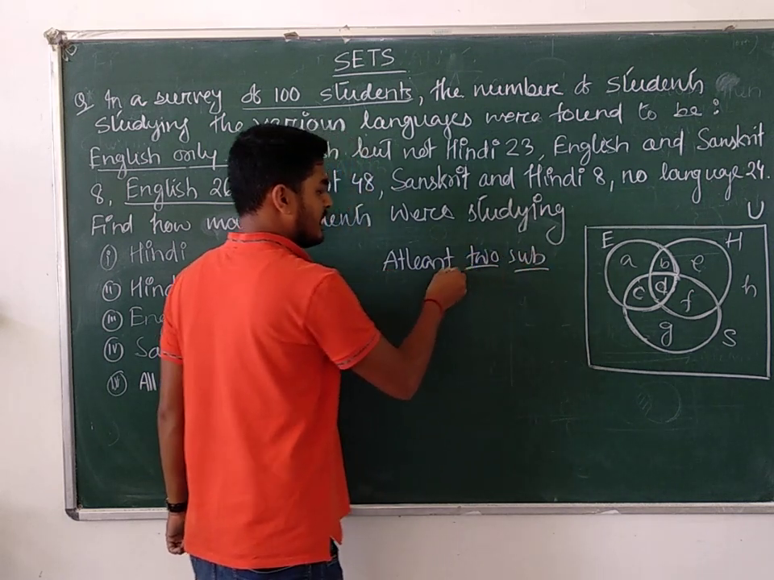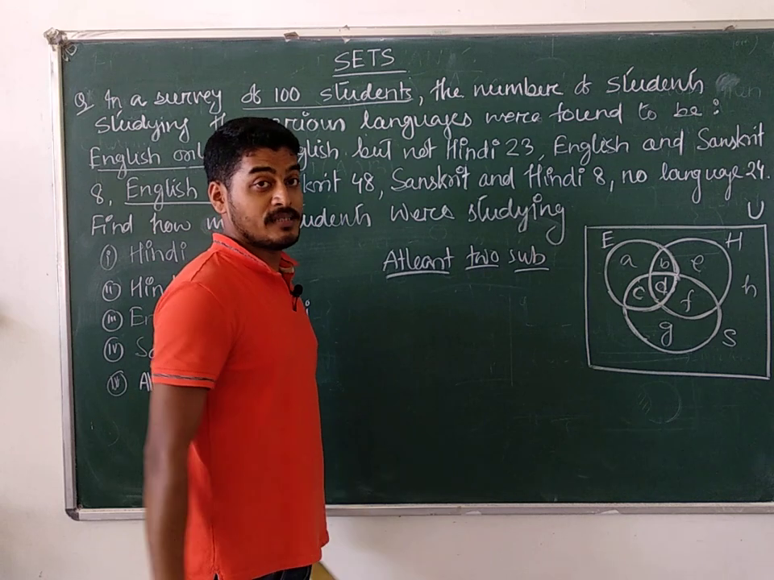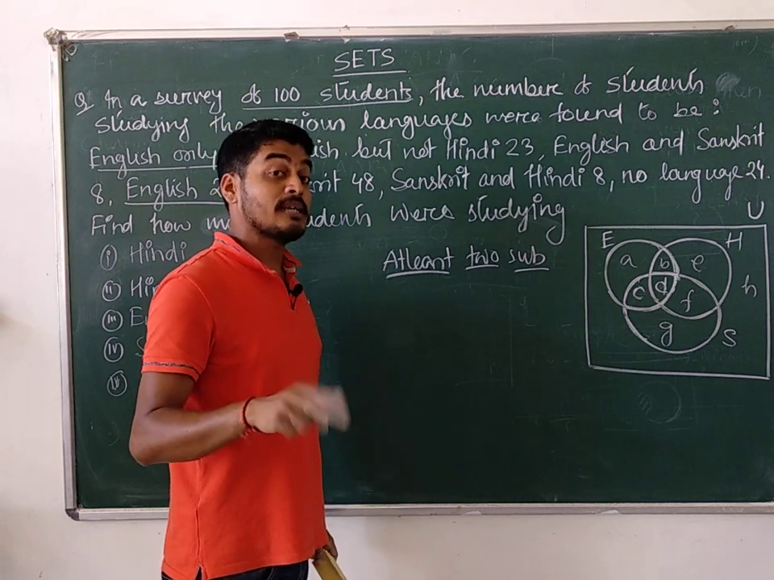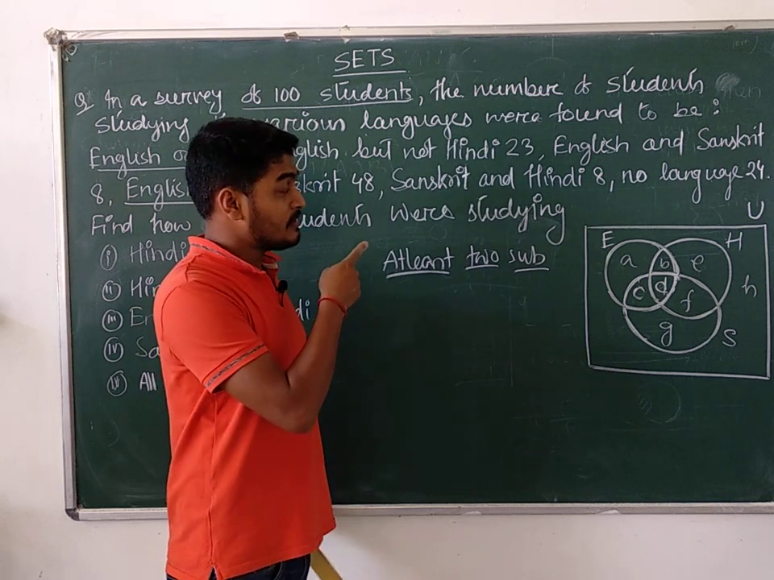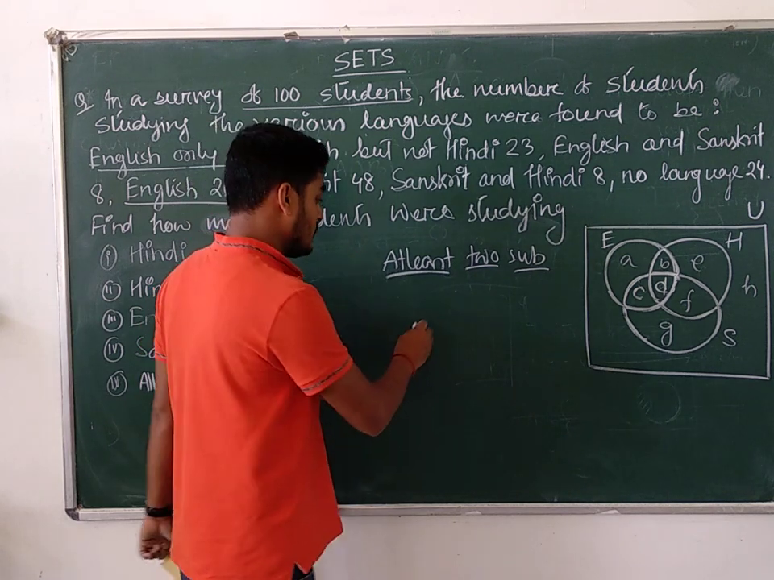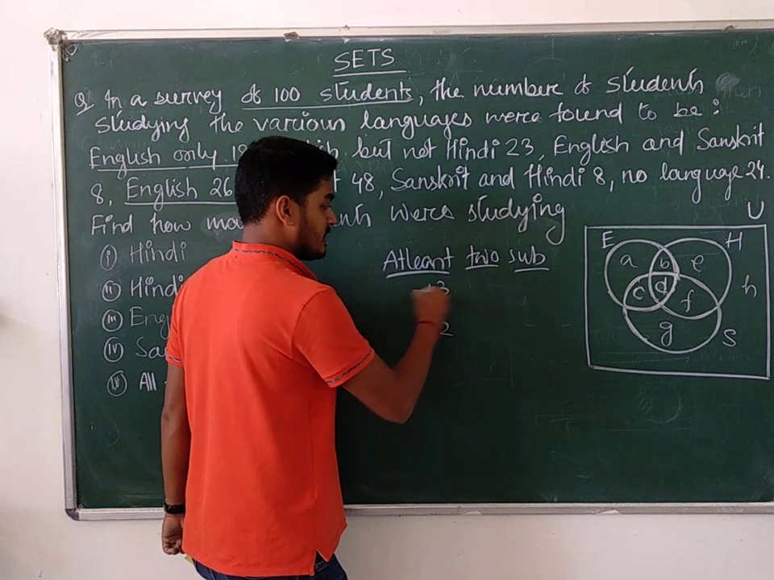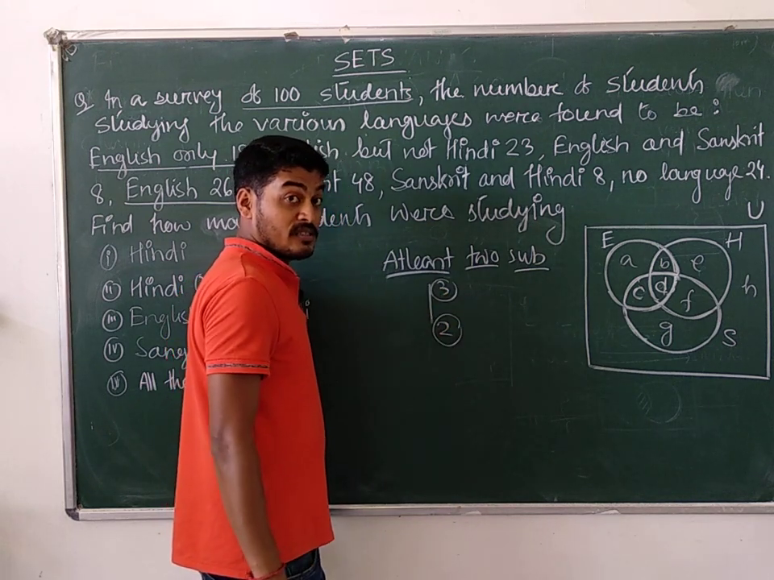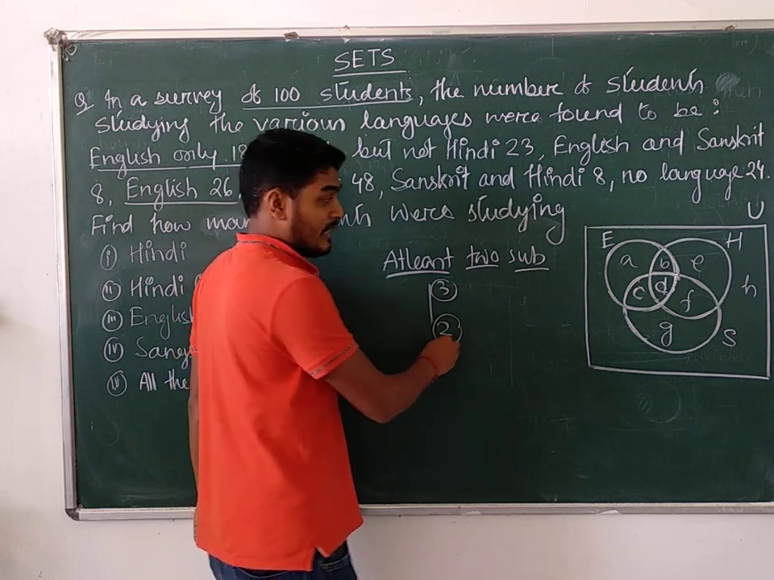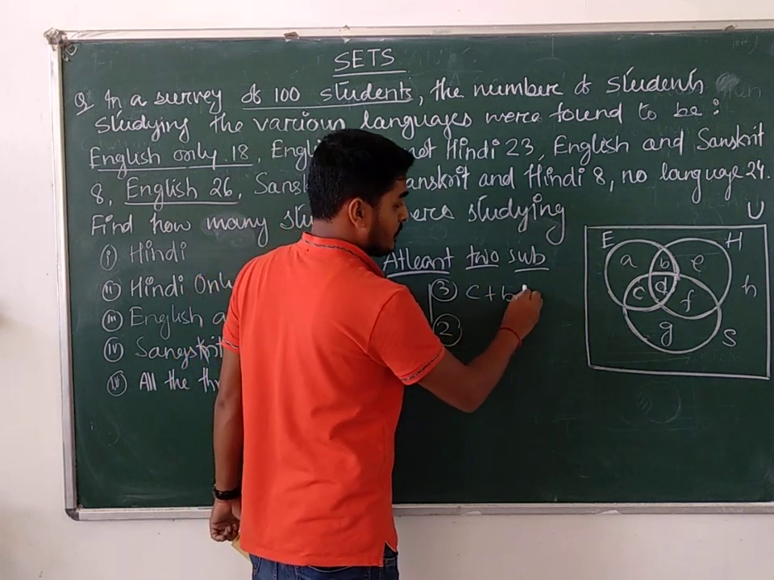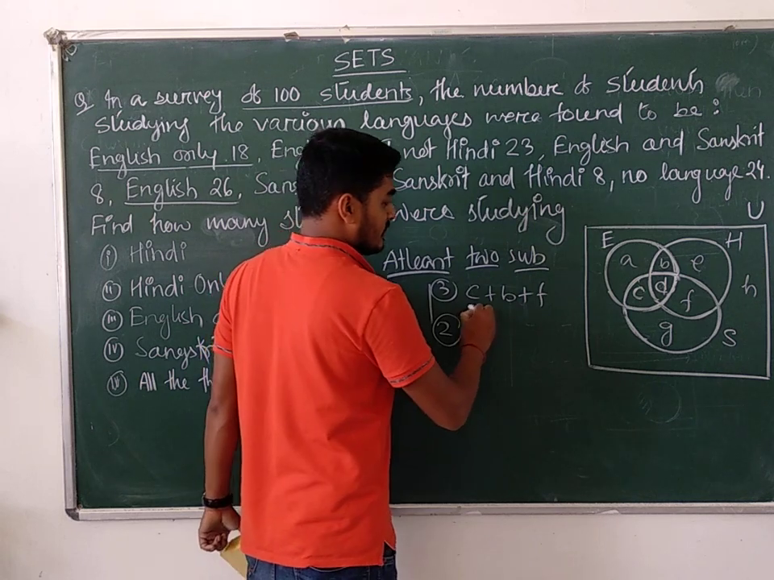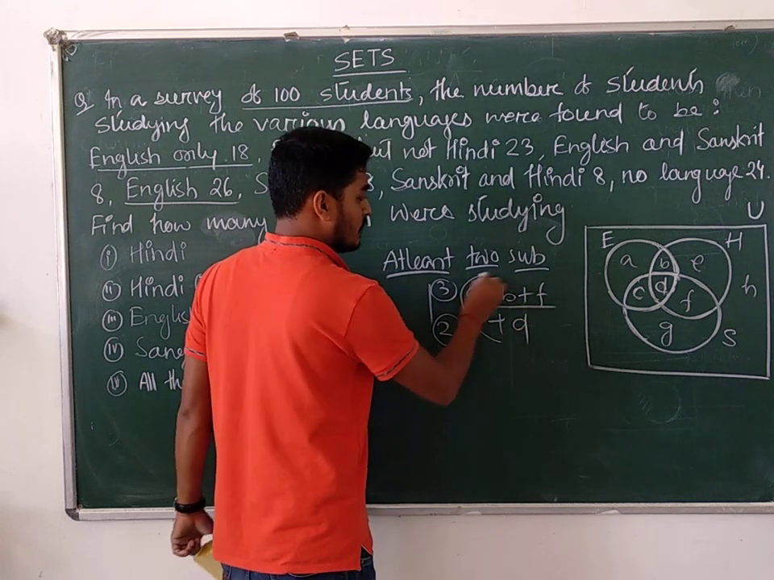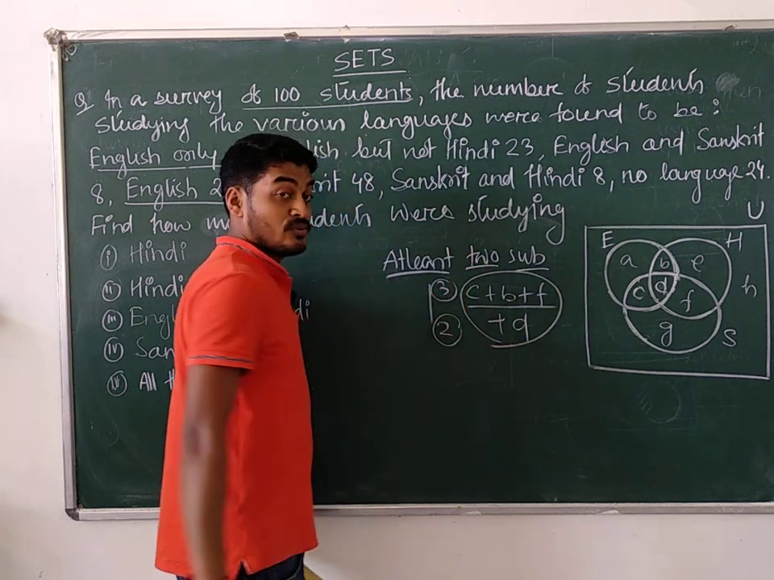At least two subjects means minimum two subjects are read; 2 is the minimum value, and they can read more. That means how many subjects are there in the given question? 3. So the minimum value is 2, and the maximum value is 3. Exactly two means C plus B plus F. Next, exactly three means D. So this is the total number of students who read at least two subjects.